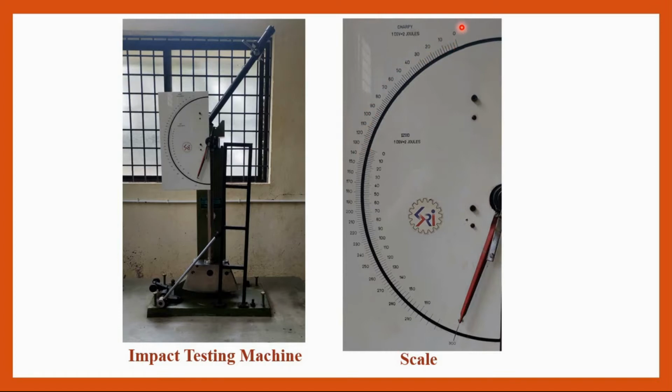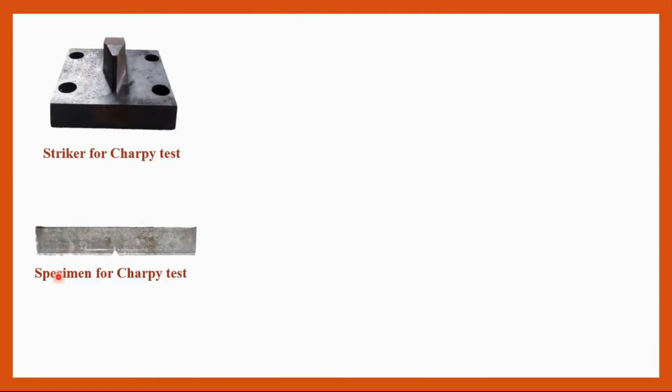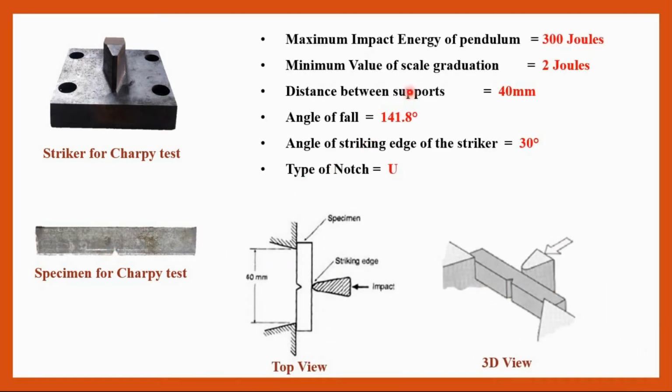So, we need to measure the energy absorbed if I conduct the Charpy impact test, for the outside reading only. Now, I will move on to the specimen and the striker for the Charpy test, and the specimen will be like this. The specimen and the striker are U-shaped, and the specimen also has a U notch. So, the details will be like this.